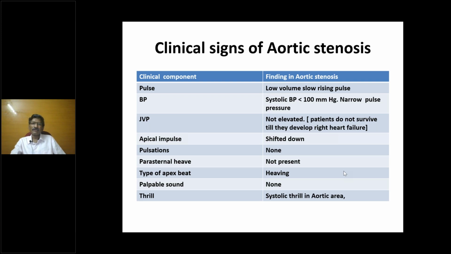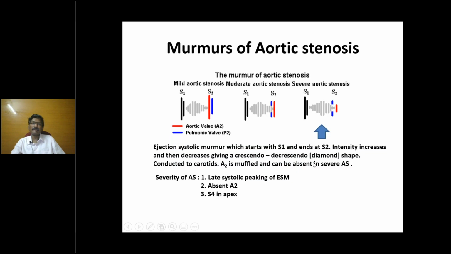Okay. Now this gives you the murmur in aortic stenosis. Okay. Now you can see here, this is mild aortic stenosis. You are hearing only the murmur. It is crescendo decrescendo murmur. It is going up and it is coming down. So it is a crescendo decrescendo murmur.